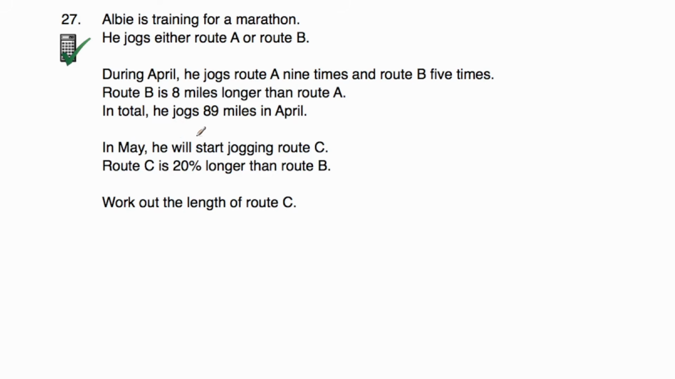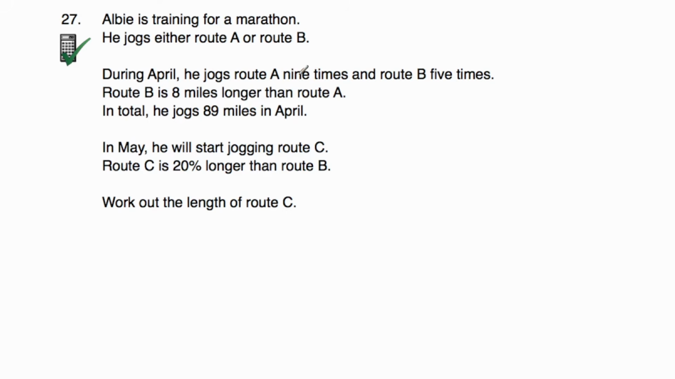In May, he will start jogging route C, and route C is 20% longer than route B, and we've been asked to work out the length of route C. Now if we have a look at this information here, we can actually create some equations, because we're told he jogs route A 9 times and route B 5 times, and in total he jogs 89 miles. So we can make an equation there.